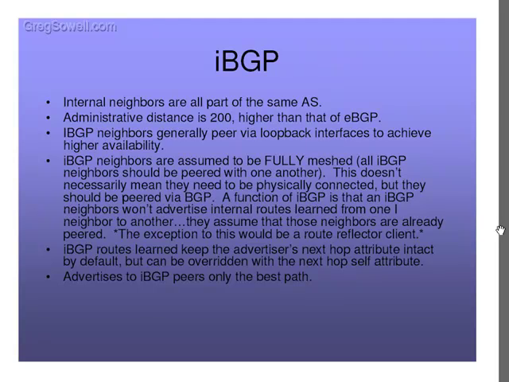IBGP is generally assumed to be fully meshed, which can be confusing for some people, and it was for me at first when I was first learning about BGP. What does that mean? It doesn't mean that your internal network looks like a spider where every router physically plugs into every other router. You don't actually have to have that. You just have to have peers between those routers.